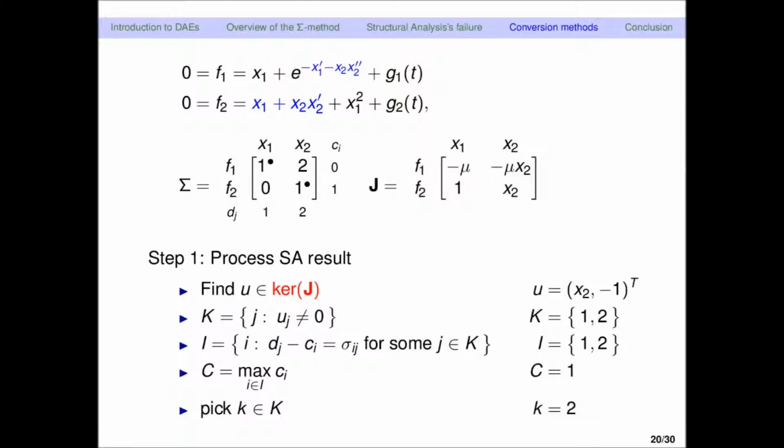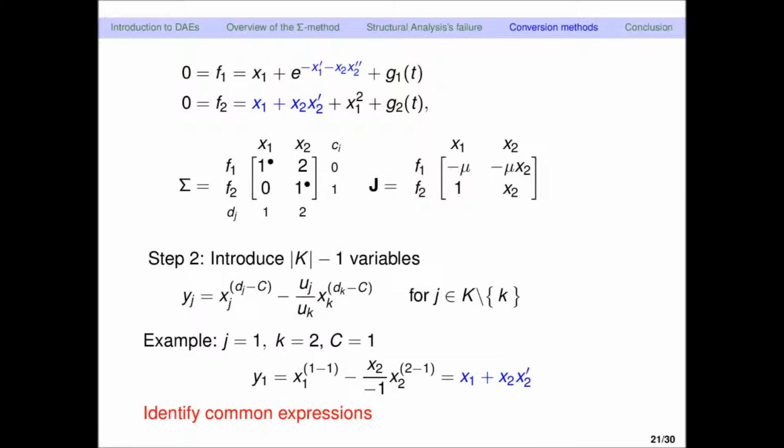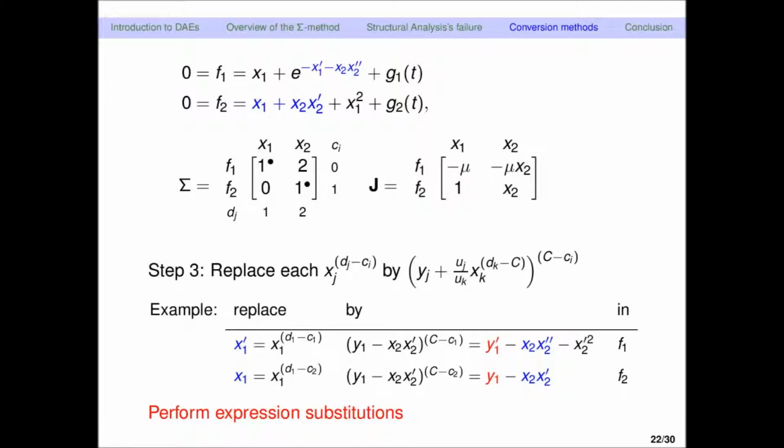So the ES method proceeds as follows. First of all, it processes the structural analysis result. It computes a vector, this time from the kernel of the Jacobian. Okay? And figures out these sets and these indices. The purpose is to identify the common expressions. So now we introduce a new variable to represent these common expressions that we dug out of the structural analysis result. Then we perform expression substitutions. We substitute this one for this, substitute this for this. Basically, just plug them in. So let's see what happens if we plug them in.